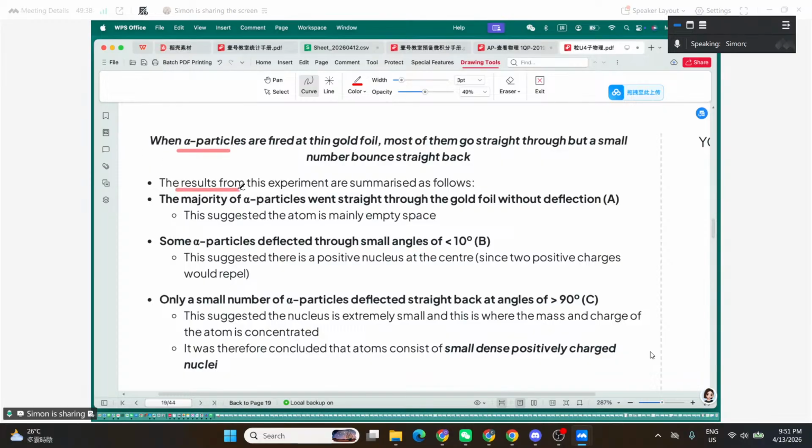And we found the results from this experiment. The first is the phenomenon: the majority, remember this word, majority, of alpha particles went straight through the gold foil without any deflection. And this represents the conclusion: it suggests the atom is mainly empty space. Here is the result, here is the conclusion.